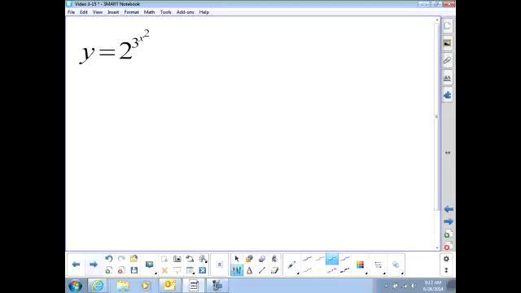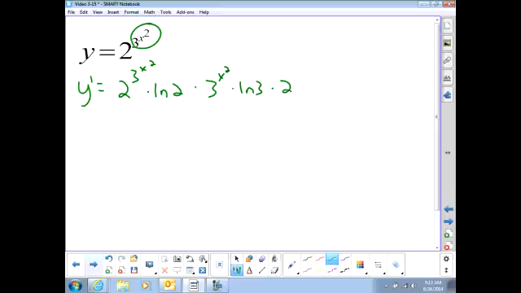Another example with something with a base other than e, we'll have a base of 2 again. Remember, your rule for the basic 2 to the x is 2 to the x ln 2. So we'll have y prime is equal to 2 to the 3 to the x squared times ln 2. We'll now do the derivative of 3 to the x squared. Well, that's another exponential, so it'll be 3 to the x squared times ln 3. Now we've got to do the derivative of the x squared, which is 2x.